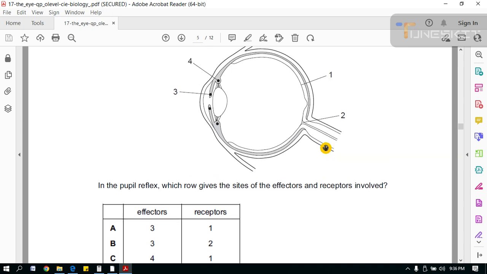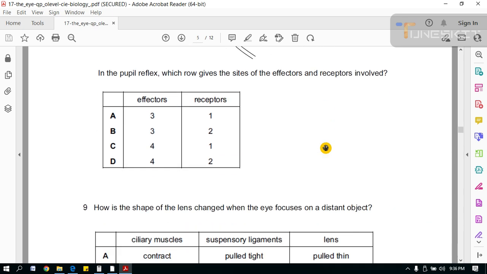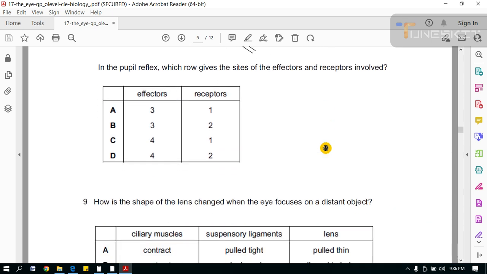Why can we say the retina is the receptor? Because the retina has different types of cells which are photoreceptors, like cone cells and rod cells. These are the 2 major cells, but there are many other cells present here. So this is how option C is correct.